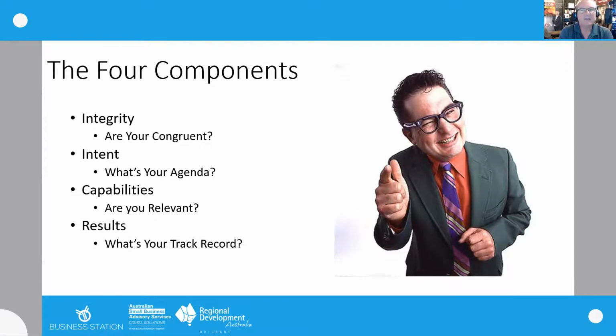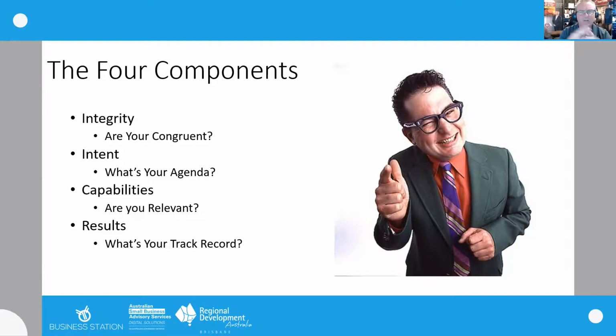So when we talk about integrity, integrity is about, are you in alignment? Are you congruent? Are your words matching your actions? When we talk about intent, I'm going to dive into these in more detail. So this is just a summary slide of what we're now going to be working through. Intent talks about, what's our agenda? What's your agenda in relation to this? So those 2 components are really internal. So am I congruent in what I'm saying? Am I in alignment with what I'm saying? And then what's my intent? So what's my agenda in this situation? Do I have an agenda? Am I aware of my agenda?